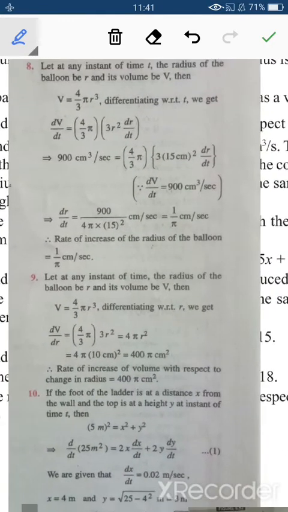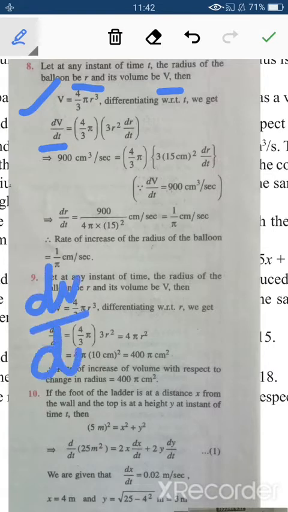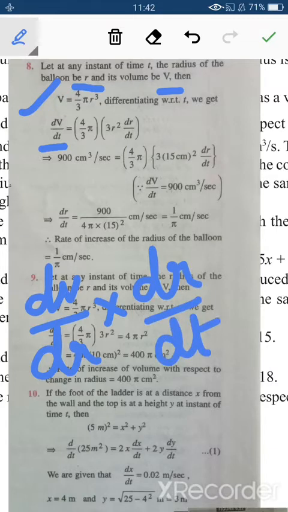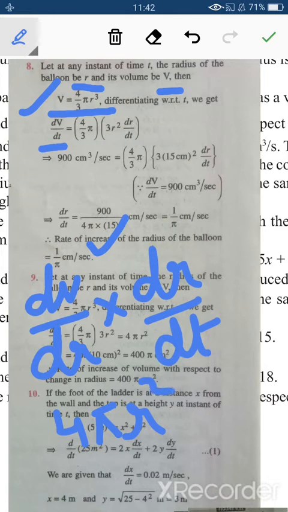At any instant of time t, the radius of the balloon is r and the volume be V. Volume is 4/3 pi r cube. We are given dV/dt. Let us differentiate it. dV/dt is equal to dV/dr into dr/dt. Right? So let us find dV/dr. By using this formula, we will get 4 pi r square. dV/dr is equal to 4 pi r square, right?